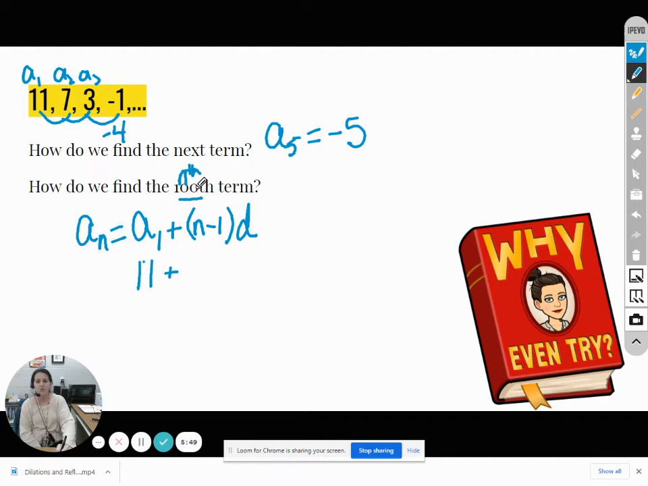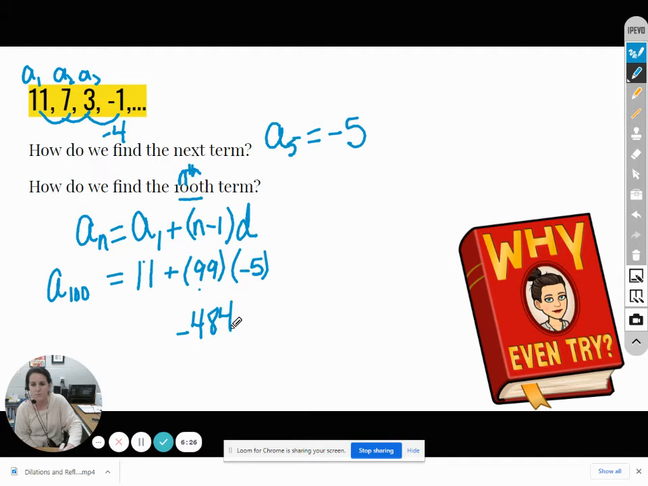We're looking for the 100th term. So 100 minus 1 is 99. Times our common difference. Our common difference is negative 5. I put that in parentheses because I don't want it to look like 99 minus 5, I want it to be 99 times a negative 5. And this is going to give us the 100th term of our sequence. So 11 plus 99 times negative 5 is negative 484. That would be the 100th term in our sequence. So negative 484 is the 100th term.